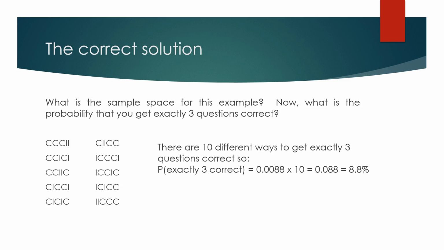So there's 10 different ways to get 3 questions correct. If we multiplied the previous probability by 10, is that the right answer? And it is, because this is now taking into account all of the different ways that you can get 3 questions correct. So this is an 8.8% chance that you get 3 questions correct. This isn't very good.